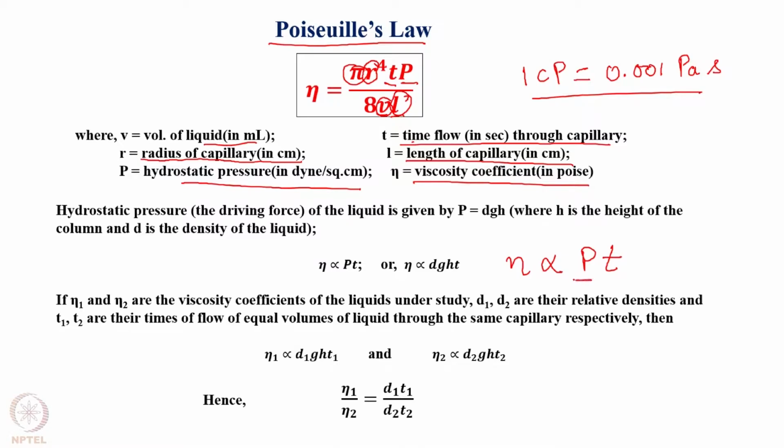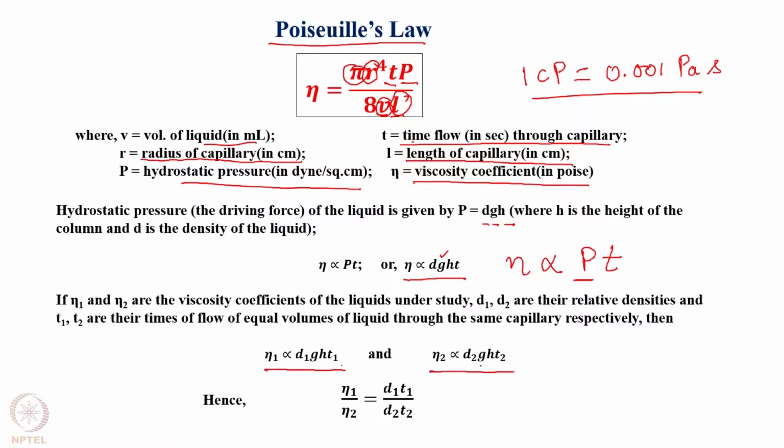So the value of P can be substituted in terms of D, G and H, where H is the height of the column, D is the density of the liquid, and G is the acceleration due to gravity. So eta becomes directly proportional to D, G, H and T. Since the value of G is also constant if we are comparing two liquids, so eta 1 is directly proportional to D1, G, H and T1.